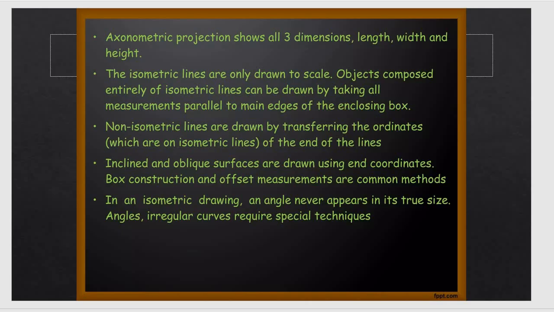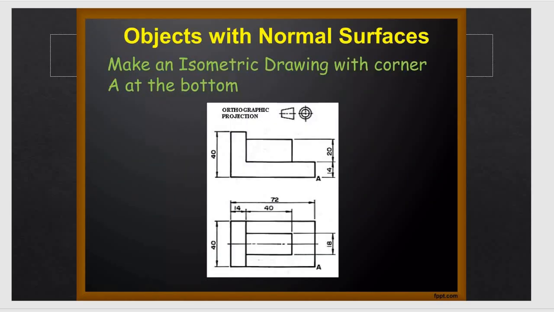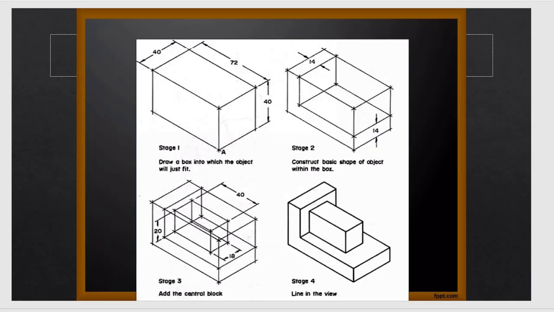Isometric projection shows all three dimensions: length, width and height. Isometric lines are the only lines drawn to scale. An object composed entirely of isometric lines can be drawn by taking all measurements parallel to the main edges of the enclosing box. This is a normal surface, and this is its isometric surface, the isometric drawing.